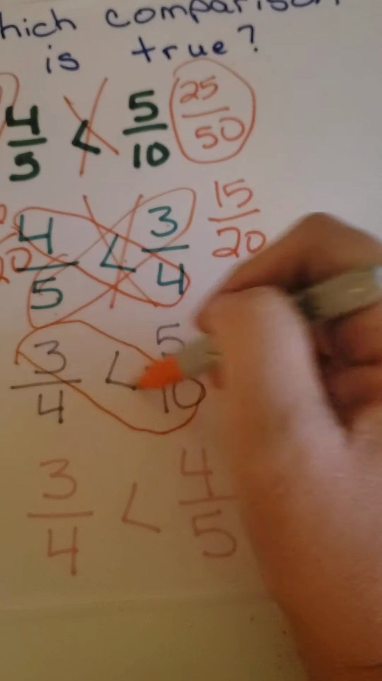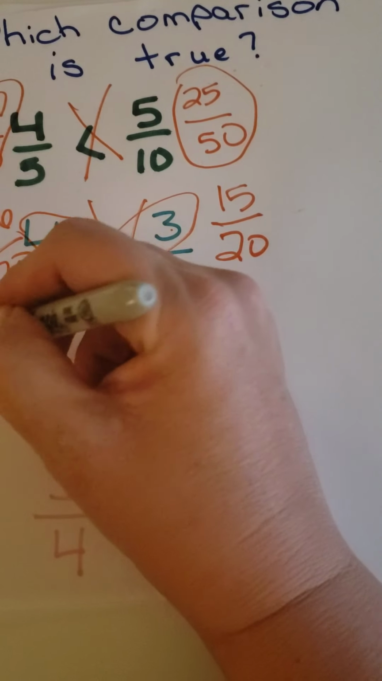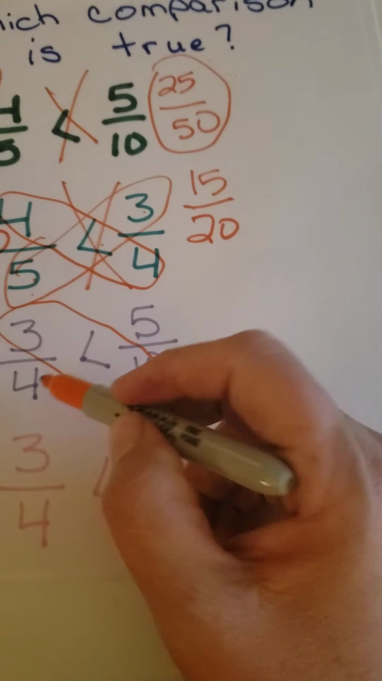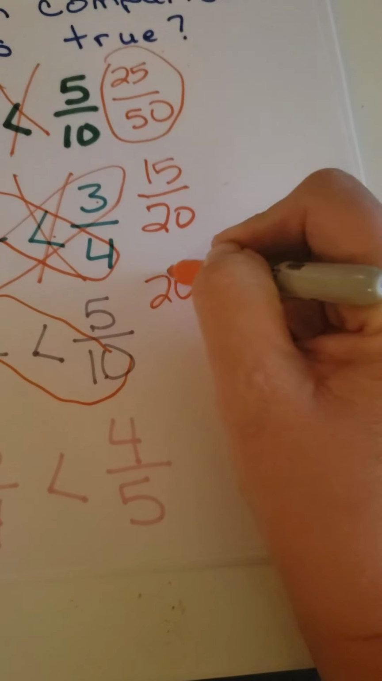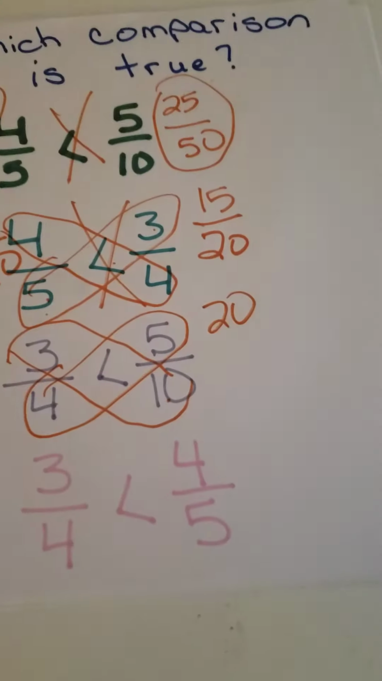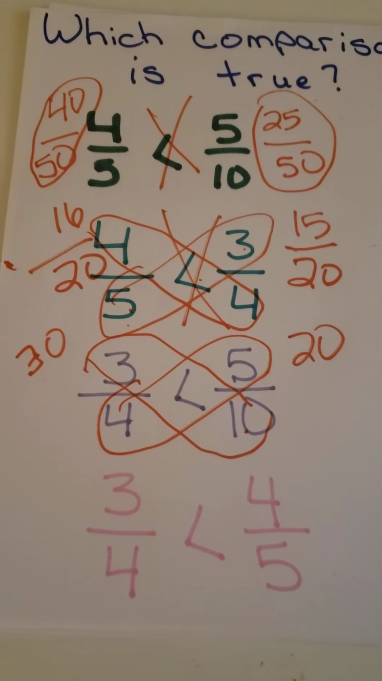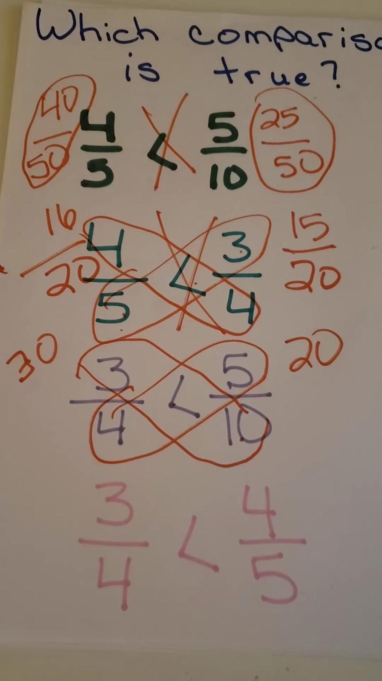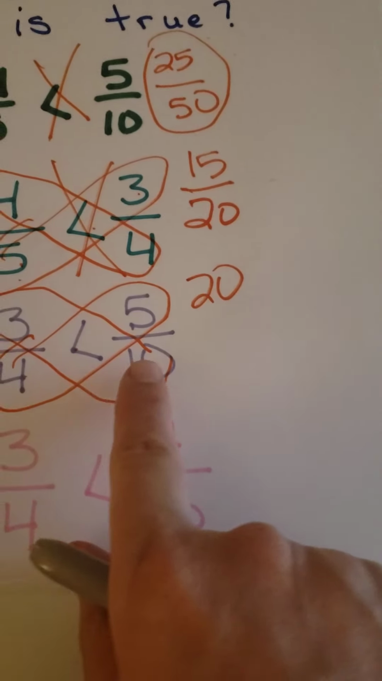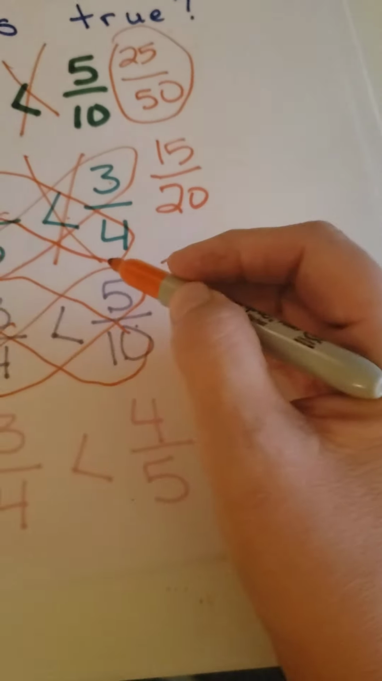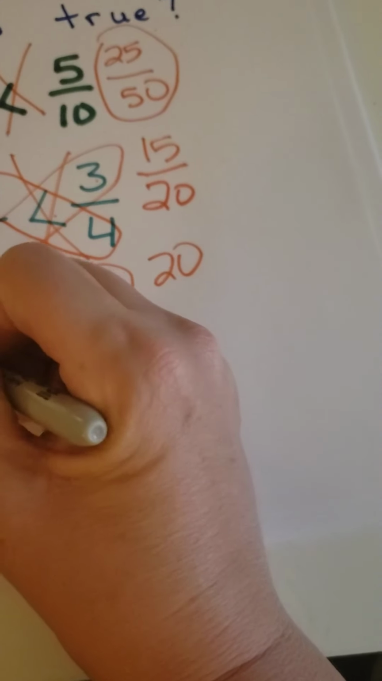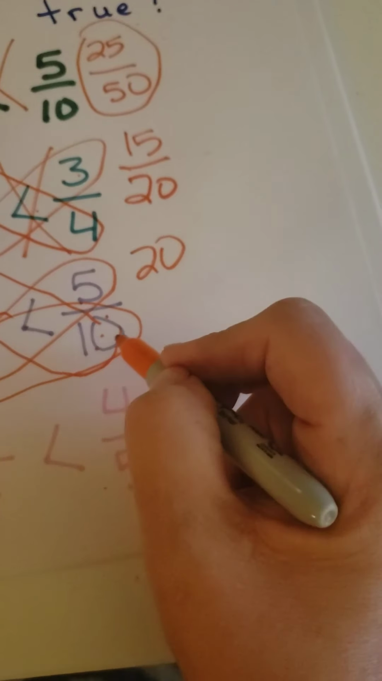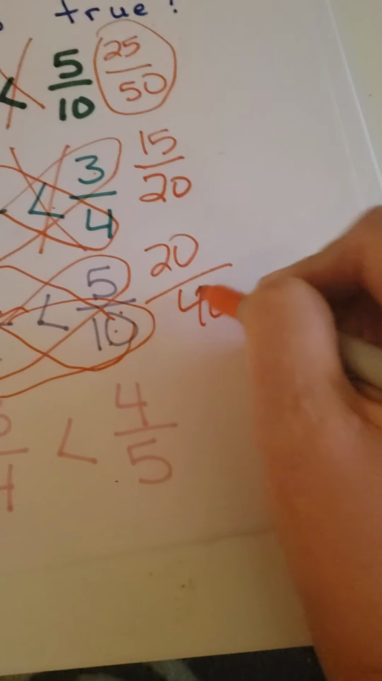3 times 10, 10 times 3 is 30. 4 times 5, 20. Good. Okay, right here. Now then, we do not have the same denominator. We have a 4 and we have a 10. So let's cross over. Okay, 10 times 4 is 40. 4 times 10 is 40.